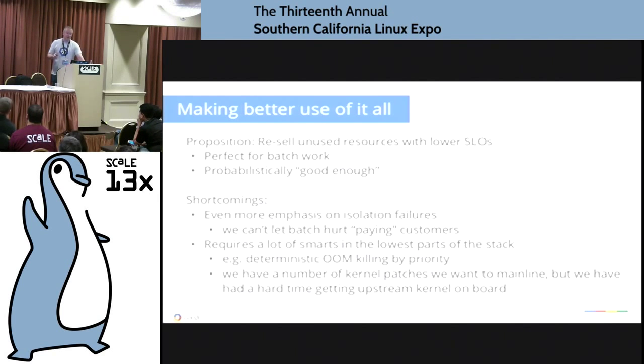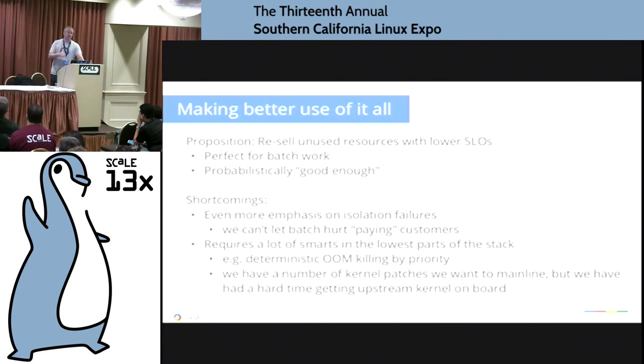And so in reality, this is good enough. For the vast majority of batch work, it actually completes. It might not complete right away. It might not complete in this 5-minute stretch, but it will eventually complete. And that's good enough. But there are some shortcomings here, right? There are even more isolation failures here, right?